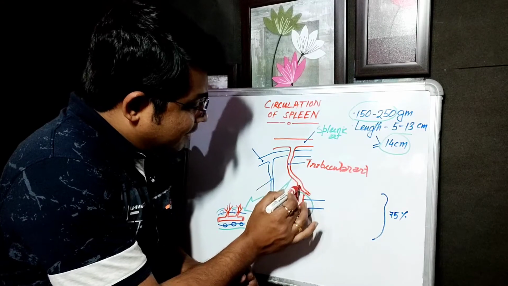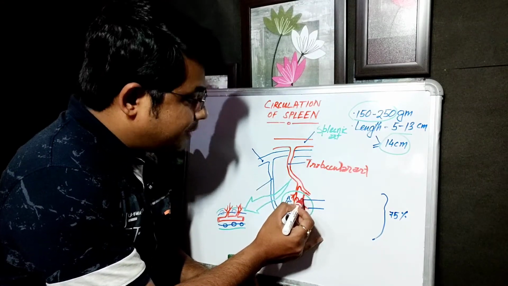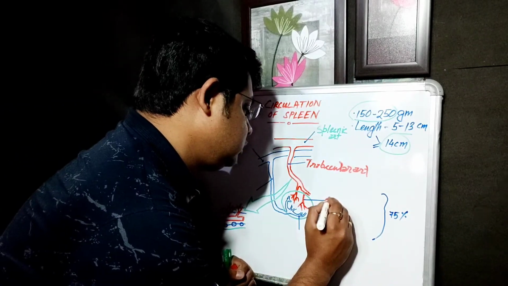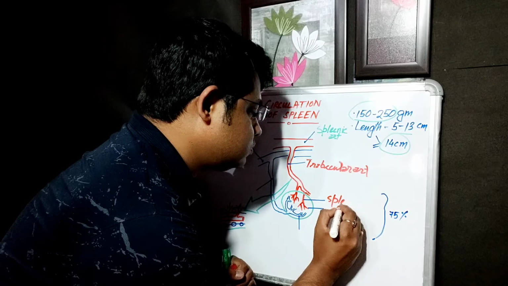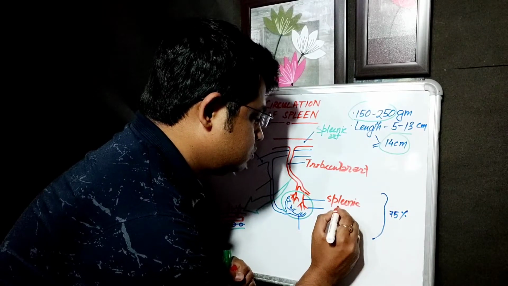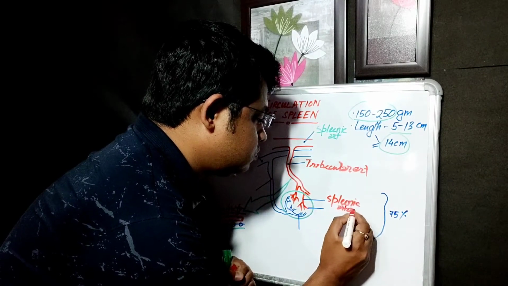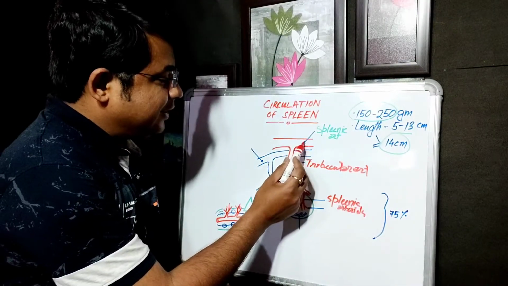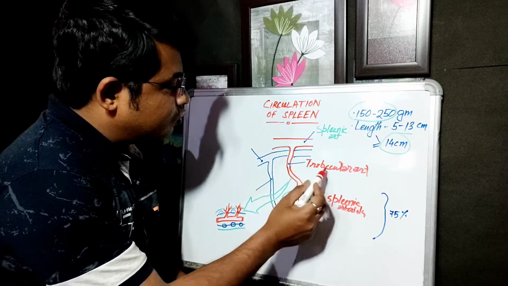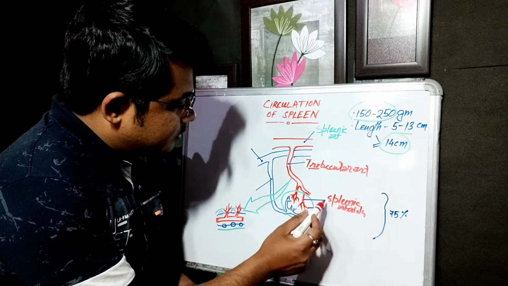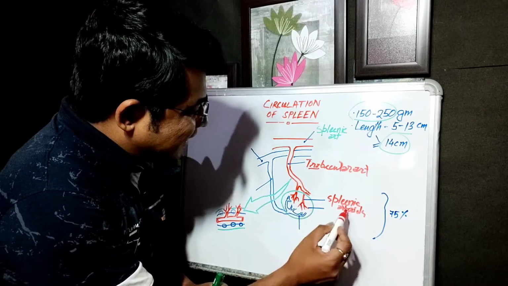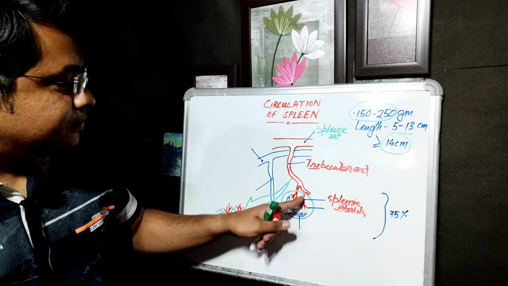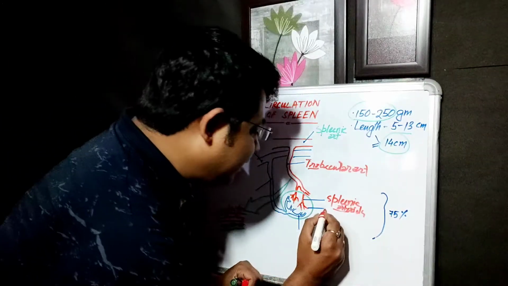And this trabecular artery at the end will produce small branches. These are known as splenic arterioles. So first there is the splenic artery, then the trabecular artery, and after that it will produce the splenic arterioles. And at the terminal portion, these will produce splenic cords.